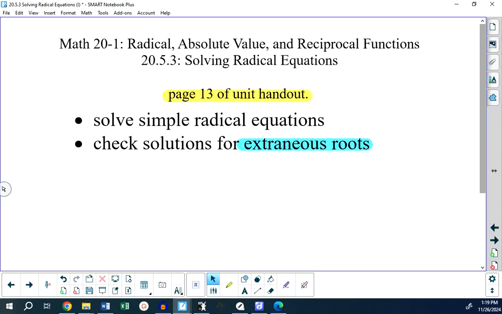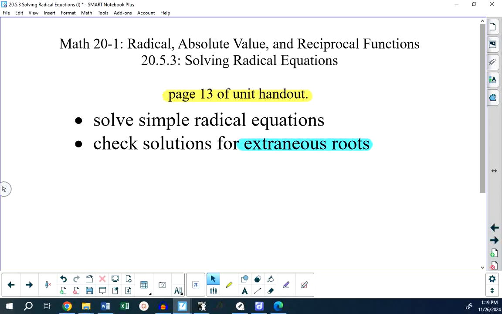So this is on page 13 of your unit handout. It may very well say in your note package, solving radical equations part 1. I don't know if it does or not, but there is no part 2. I used to have a part 2, but because of the change in the timetable this semester, I removed part 2, which was just kind of elective material. It wasn't necessary.